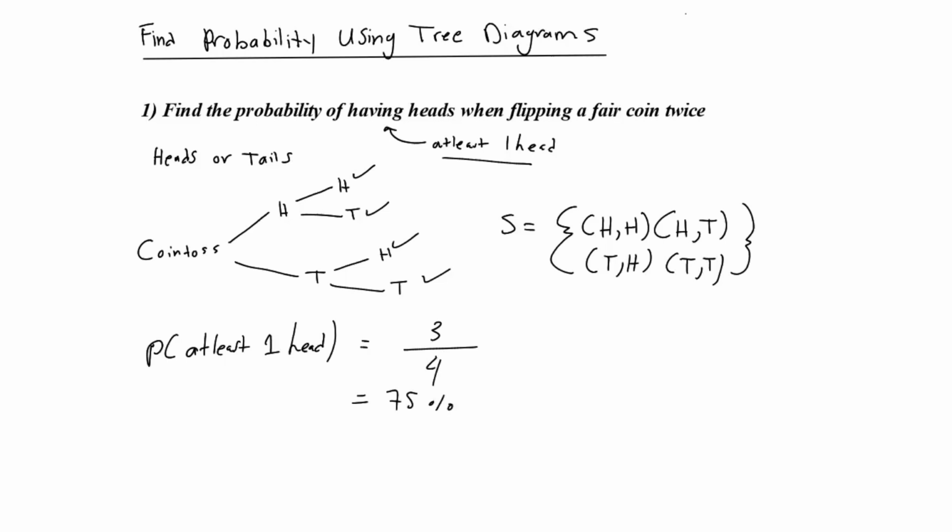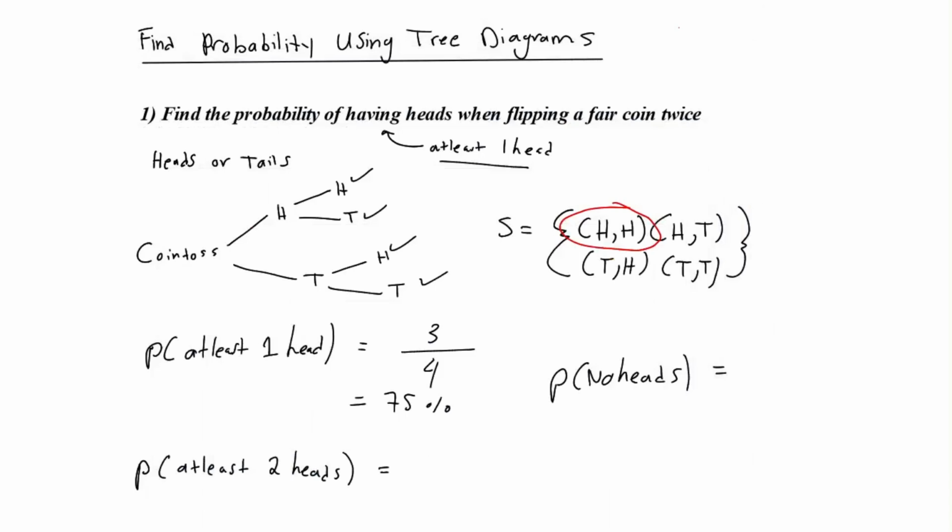Now, what if the question stated this: the probability that we have at least 2 heads? I want you to give that a go on your own. You can pause the video and try it out. Now let's solve this question. The question asks for the probability of at least 2 heads. In this case, we have 2 heads circled right here, and that's the only place in our set where we have 2 heads. So it's going to be equal to 1 over 4, which is equal to 0.25, which again gives us 25%.